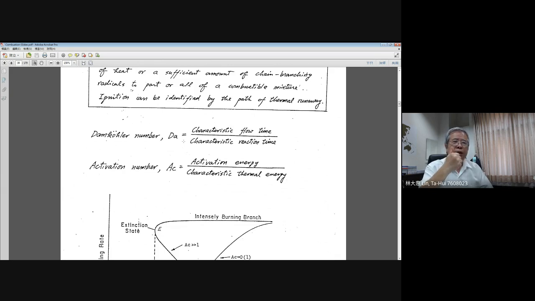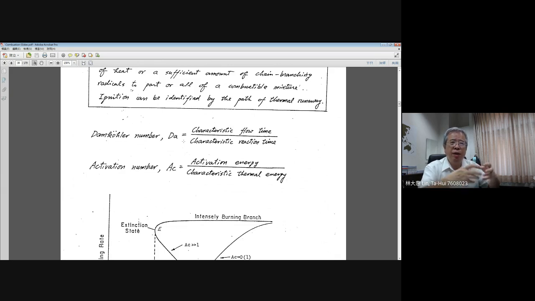The first one is the reaction time. You hope your supply heat is large enough to initiate the chemical reaction, and you believe the chemical reaction for the combustion is very fast. Then the reaction time is very short. If you have a short chemical reaction time, that means ignition is easier to achieve, right?